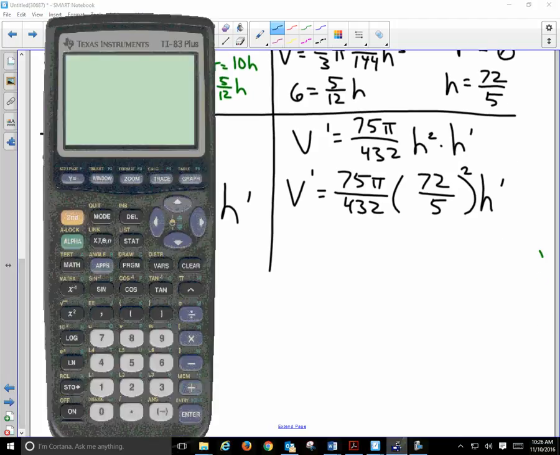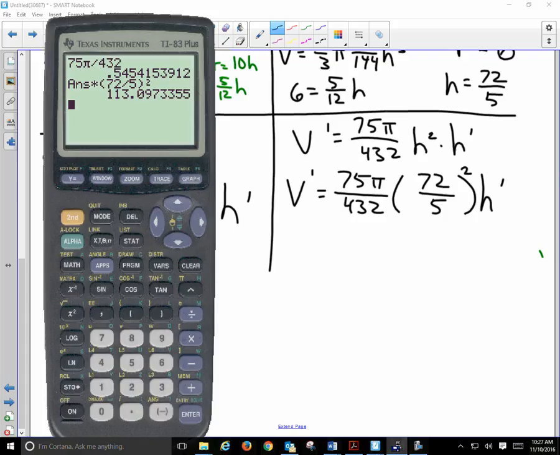I'm going to come up with a decimal here. I have 75 pi divided by 432 times (72 divided by 5) squared. I get V prime, which is 10, is equal to 113.1 h prime.